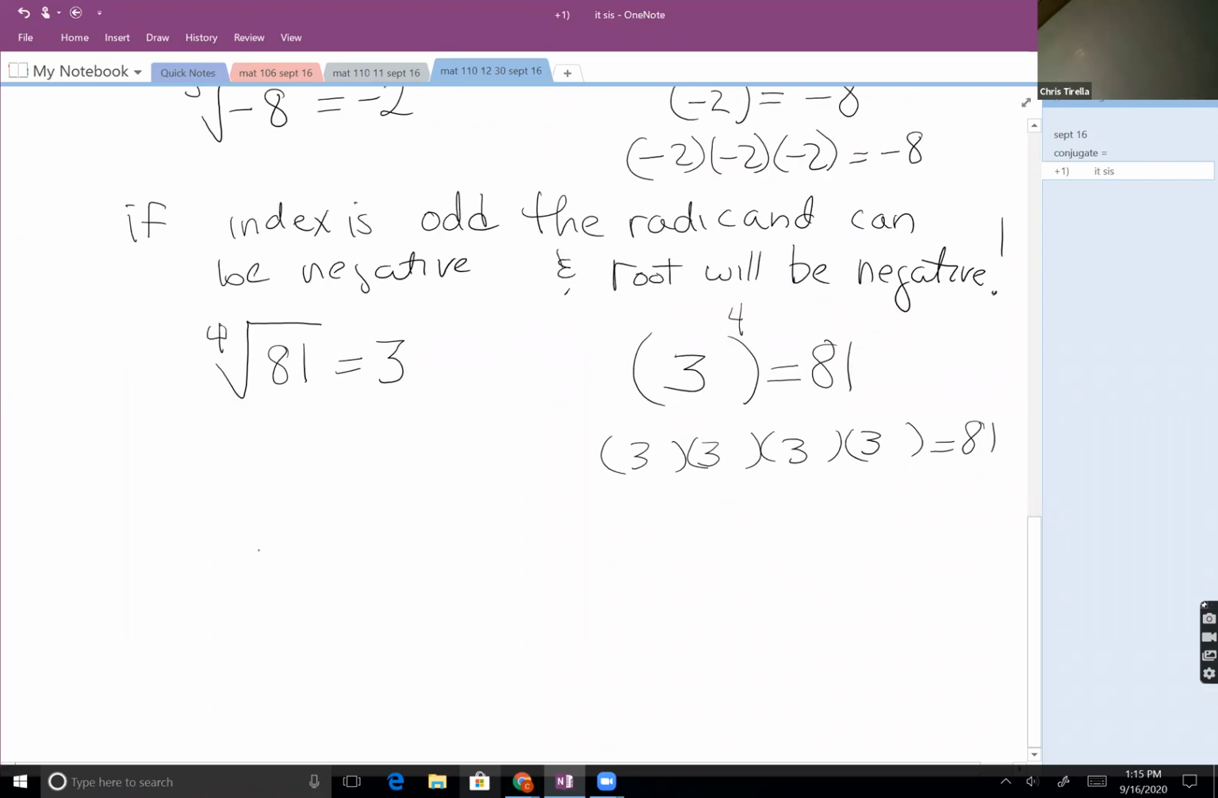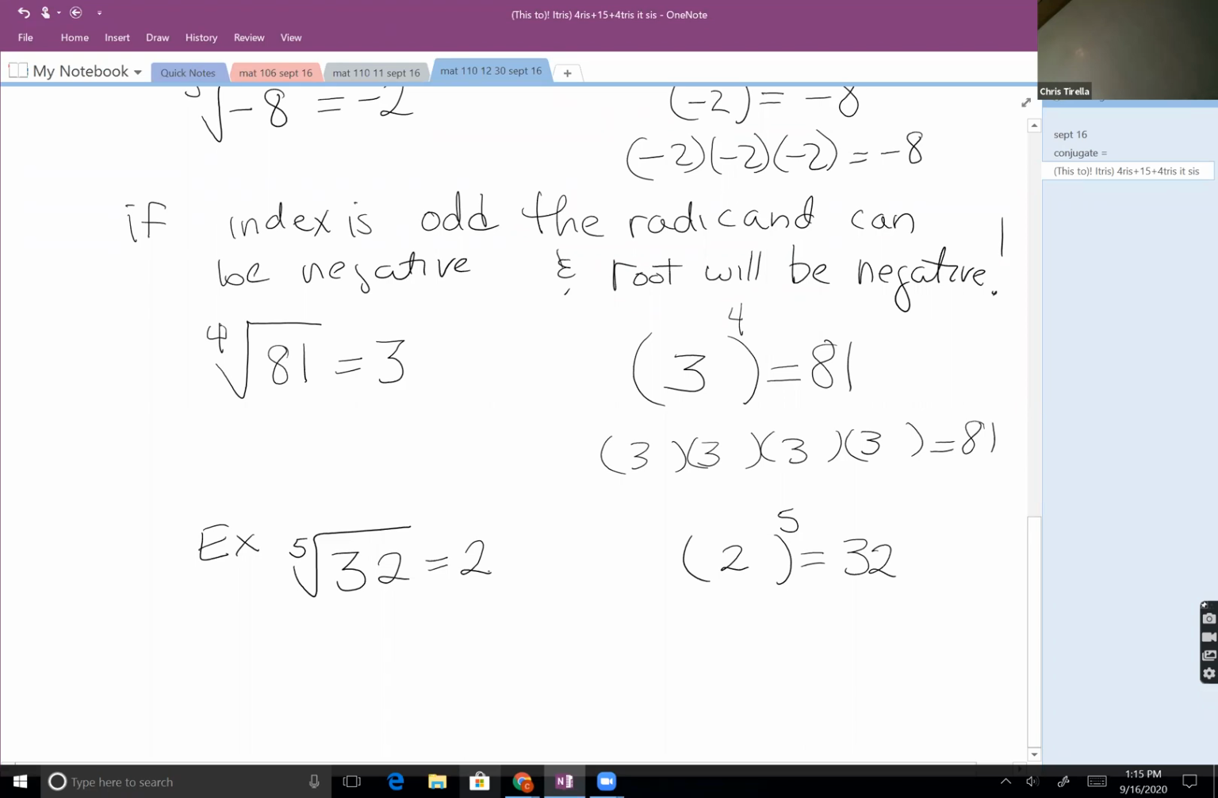So what if I ask for the fifth root of 32? Is there a number that I can raise to the fifth power and get 32 as an answer? You can get this by trial and error. 1 to the fifth, 1 times 1 times 1 times 1 times 1 is 1. 2 to the fifth would be 2, then 4, then 8, then 16, then 32. And so that would give it to me.